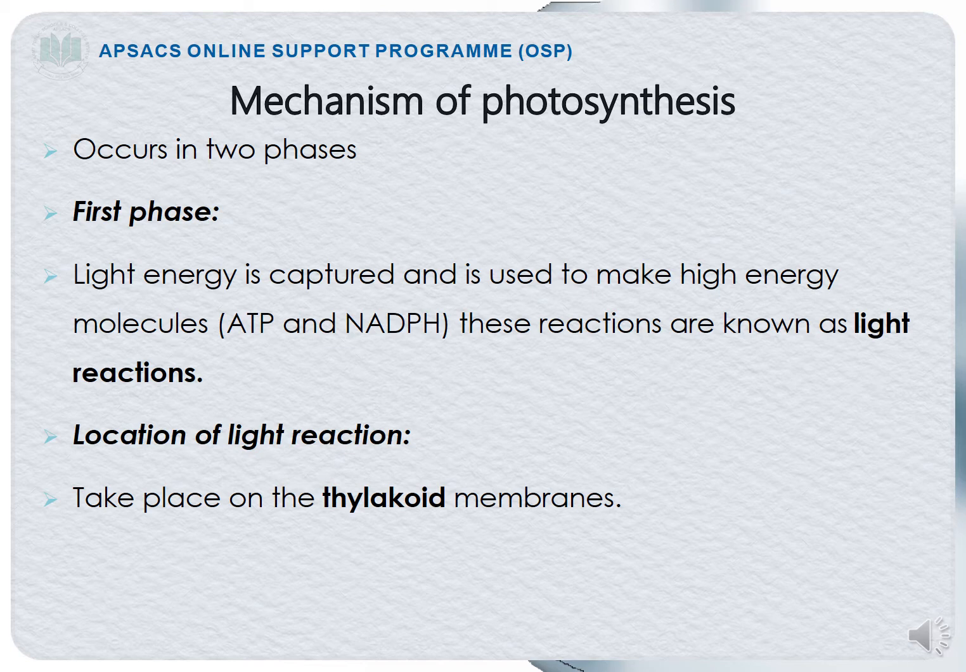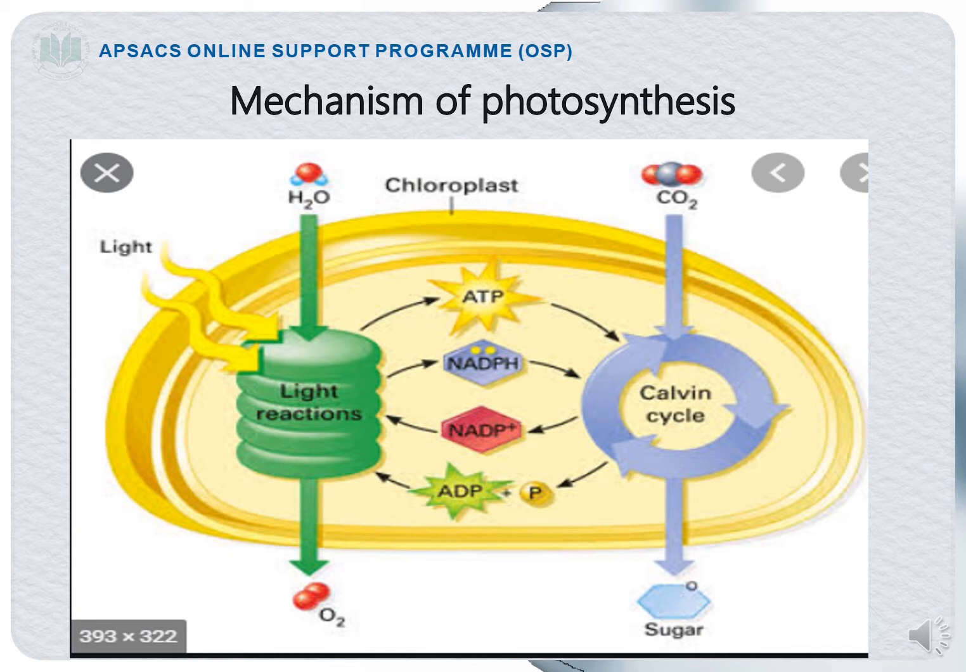What is the location of the light reaction? Where does it occur in the plant? It actually occurs in the thylakoid membrane. Have a look at this diagram. You can see the light reaction, right? This is the thylakoid membrane. They are in the form of coins placed on one another. So the light reaction occurs in the thylakoid membrane.